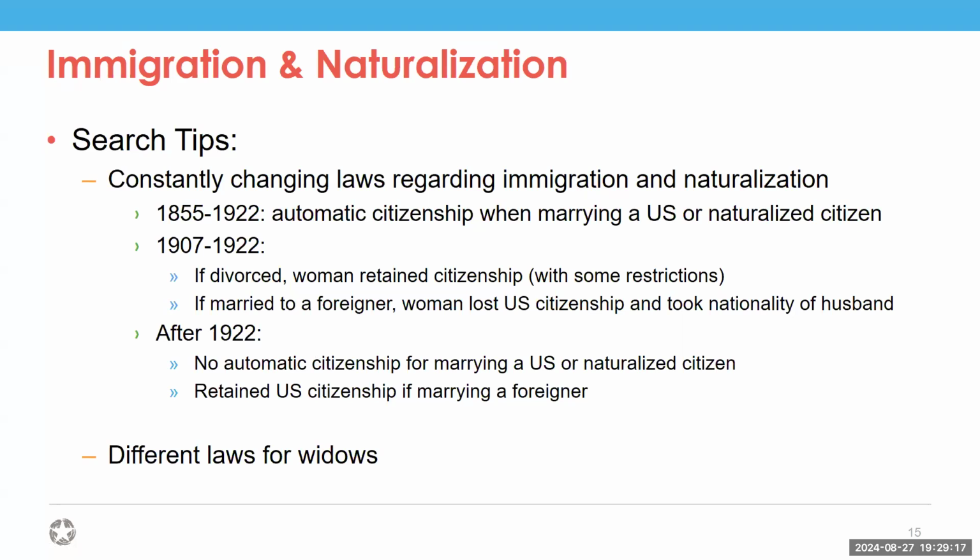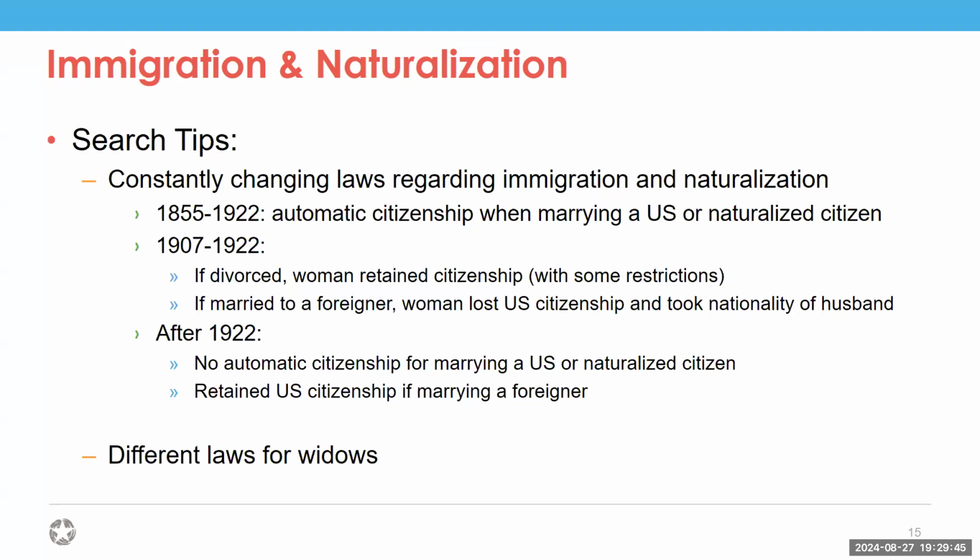Okay, so, different laws for widows. Like we were talking about with the census records, sometimes widows would be enumerated if they were the head of household. There were different laws regarding immigration and naturalization as well. From 1804 to 1806, a widow would still become a citizen if her husband had filed a declaration of intent but had died before he had completed the naturalization process.